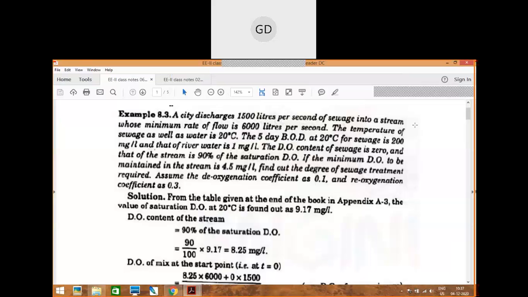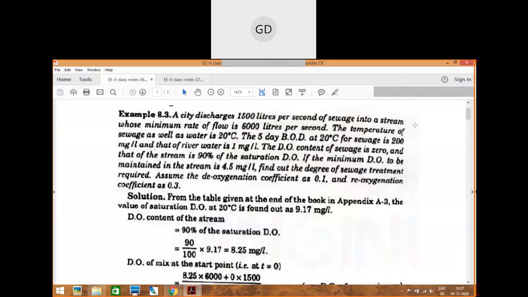Okay, so this is the numerical related to everything we have learned till now about BOD, DO deficit, DO content, reoxygenation, deoxygenation. Now everything is included in this numerical. So you read this question.